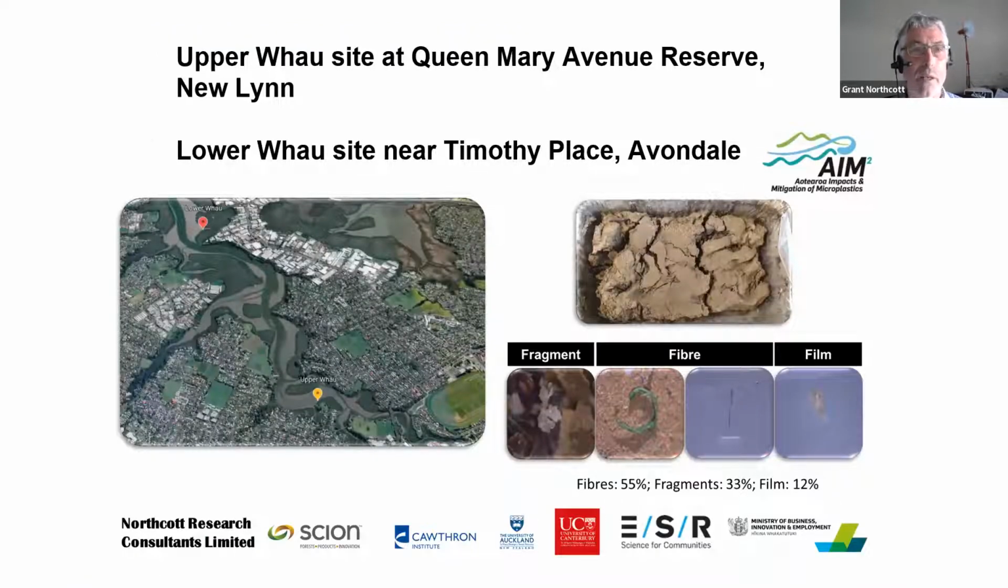And so we sampled in two sample sites in the Whau, the lower Whau, which you can see in this photo on the left, and the upper Whau. The lower Whau sampling site is at Timothy Place within the industrial zone of Avondale, and the upper site was at Queen Mary Avenue Reserve, so it's more firmly set in an urbanized suburban development area. And what we've seen is a predominance of fragments, different types of fibers, and bits of plastic film. Next slide, please, Kevin.